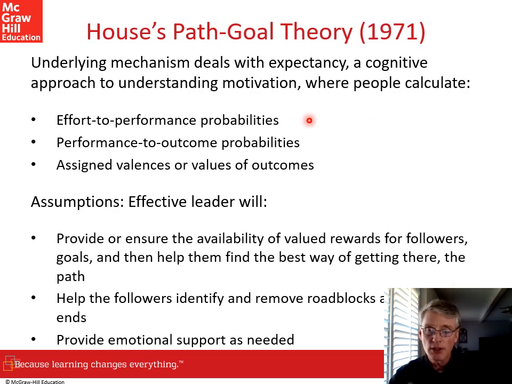Here's the next one. This is also regarded as a contingency model in my mind and in most books that you'll see. This is House's path-goal theory. 1971 is the date that I found on that. I like to think of this as a contingency perspective on goal setting. So for goals to be motivating, there's kind of a motivation model. They must be accepted, challenging, specific, and provide feedback.